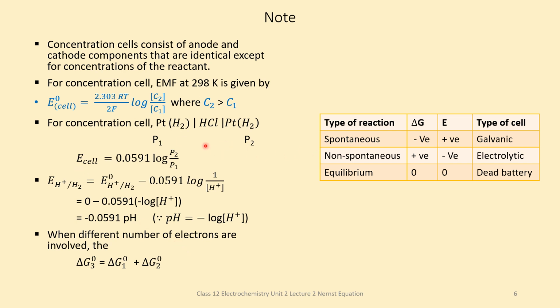So, recalling the reaction and the relationship between delta G and E. If the reaction is spontaneous, where no external battery is connected, delta G is negative and the value of E is positive, and the cell will be galvanic. For non-spontaneous reactions, delta G is positive and E is negative, and the cell is an electrolytic cell. At equilibrium, both delta G and E equal 0 and it is a dead battery.